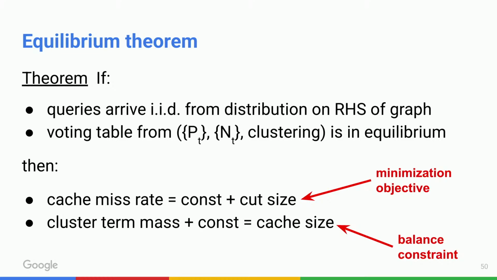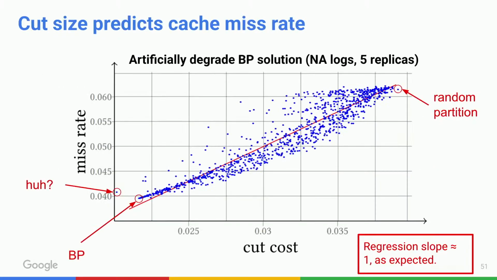This is a wrong model, but it is nevertheless useful. It just says what I said before: cache miss rate is going to be basically the cut size plus a constant, and the cache size is going to be some constant plus the cluster term mass, which is why we're trying to do balanced partitioning. All right, I don't want to dwell on that too much.